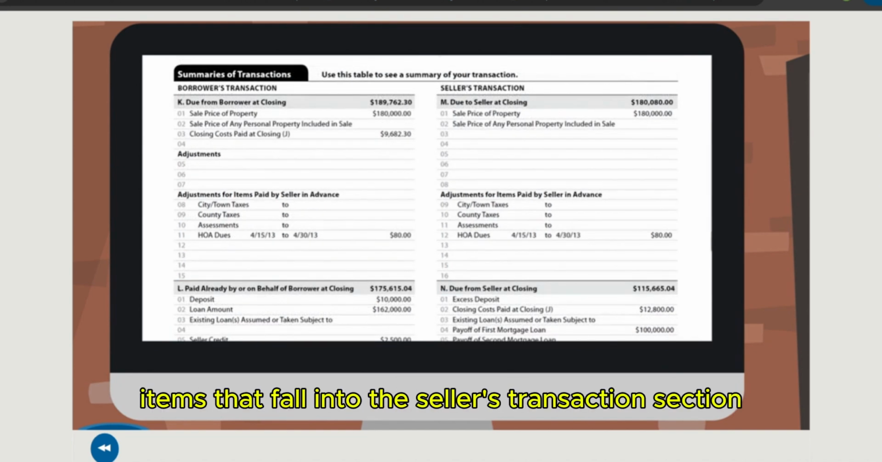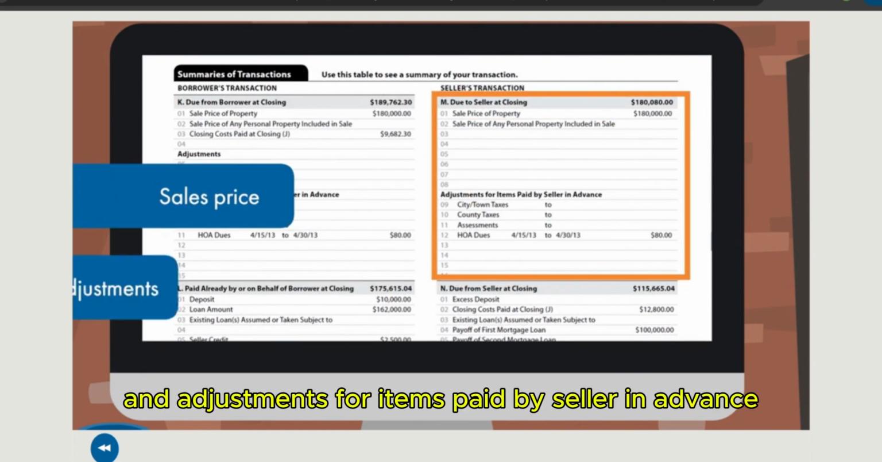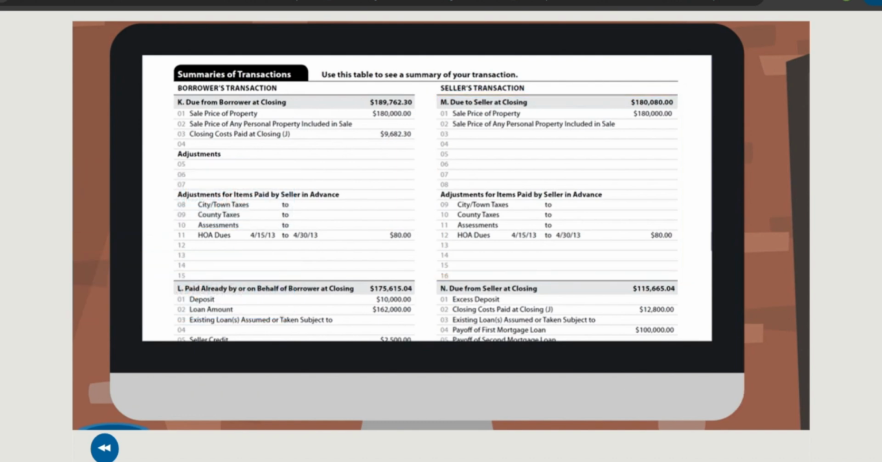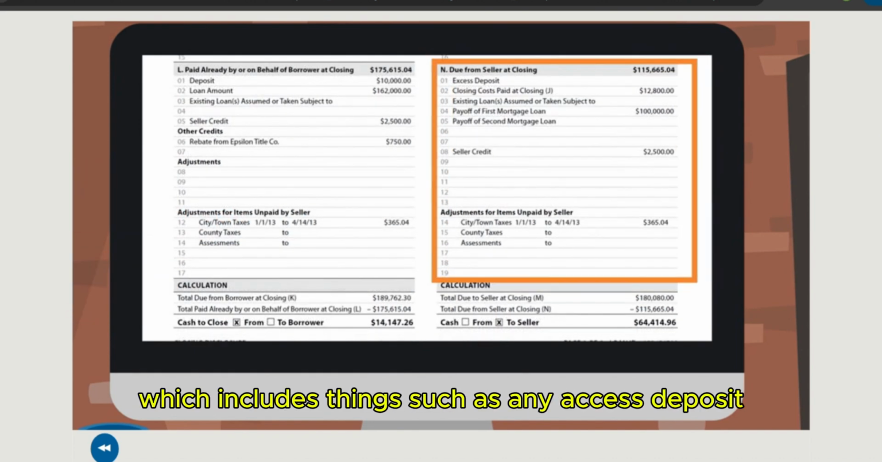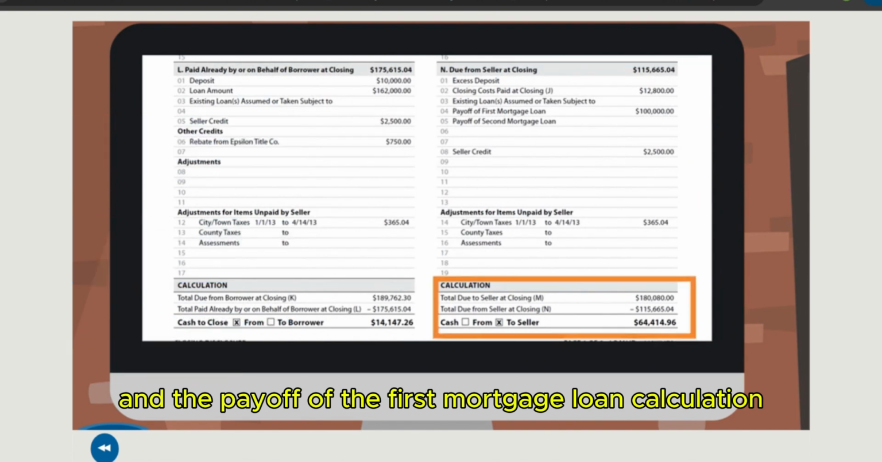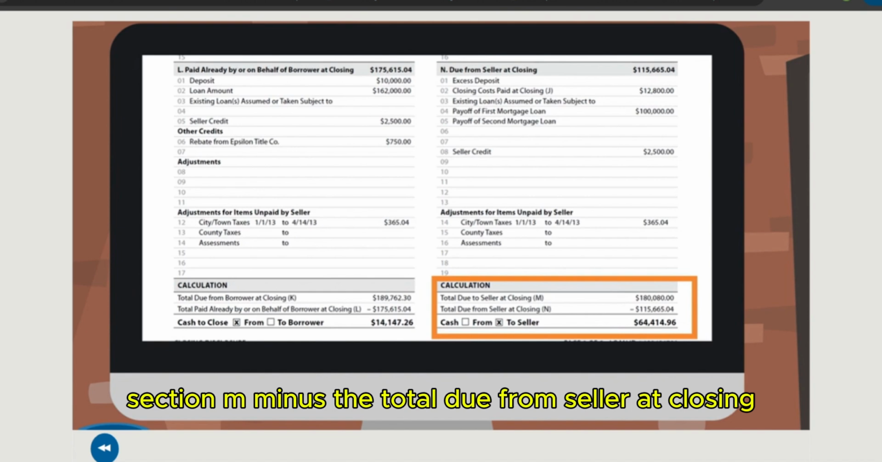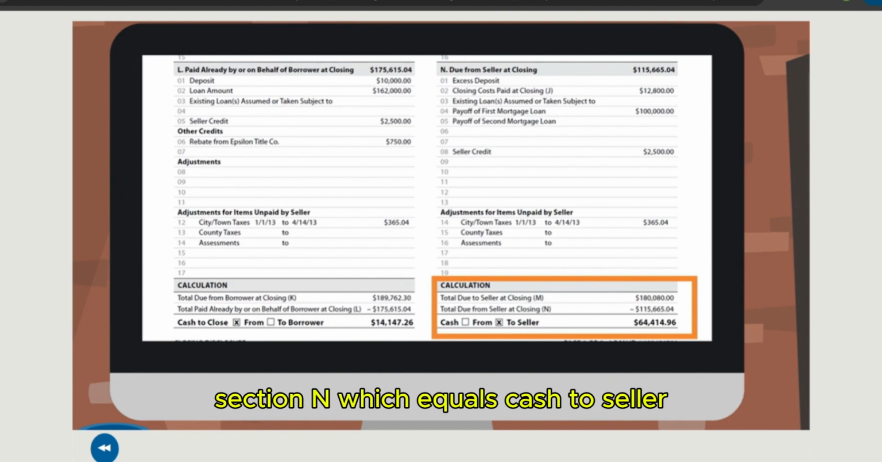Let's look at the items that fall under the seller's transaction section. Due to seller at closing, which includes things such as the sales price of the property and adjustments for items paid by seller in advance. Due from seller at closing, which includes things such as any excess deposit, closing costs paid at closing, and the payoff of the first mortgage loan. Calculation, which is the total due to seller at closing, section M, minus the total due from seller at closing, section N, which equals cash to seller.